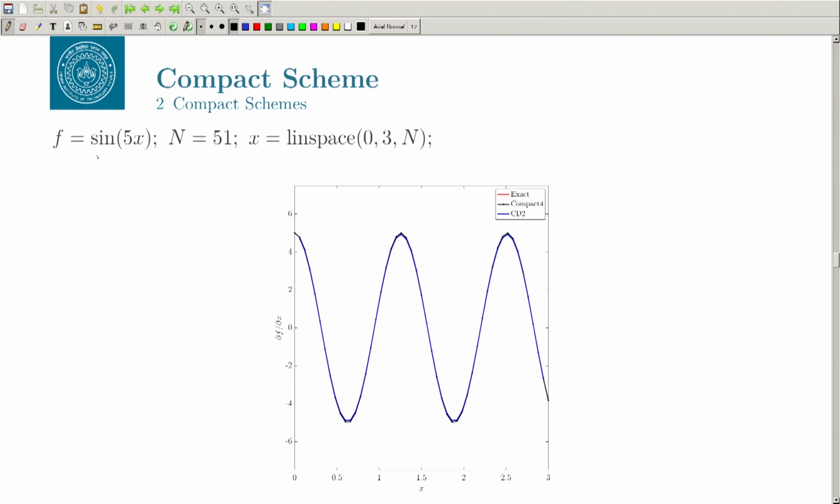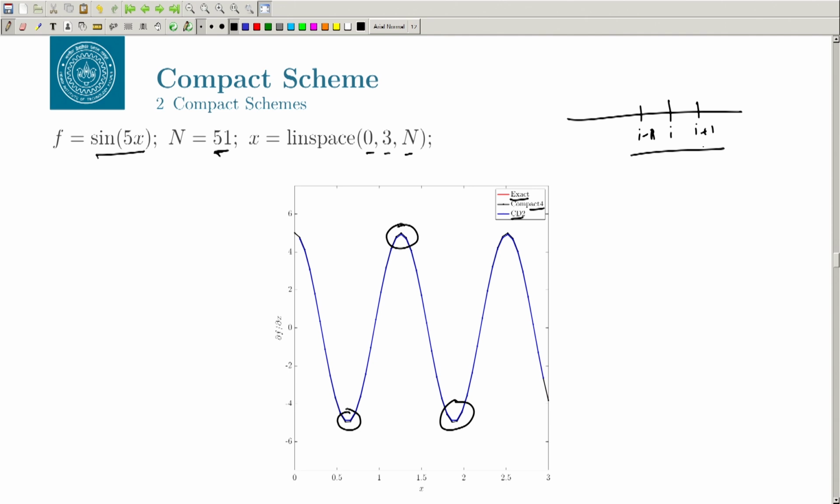So, this is a simple sine function, sine 5x. So, the df by dx will be 5 cos 5x, and I have taken 51 grid points, with the distance from 0 to 3. I am comparing the exact solution which is red, the CD2 which is blue, and the compact 4 which is black. Here it is not that visible, but you can see there is some difference. Remember both compact 4 and CD2 are done using I plus 1 and I minus 1, only a 3 point stencil.